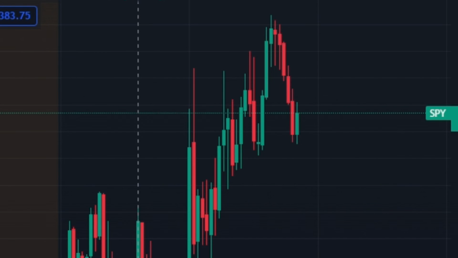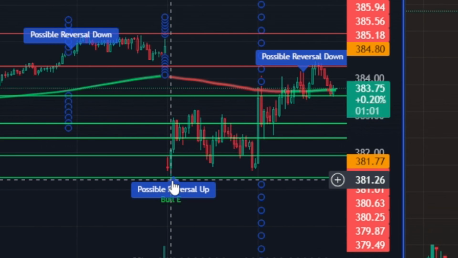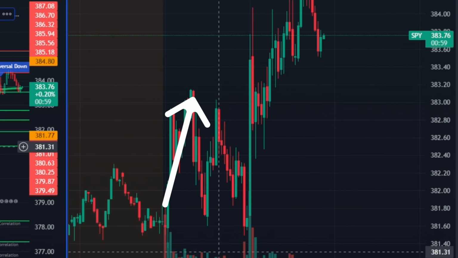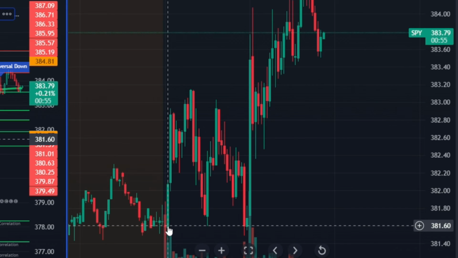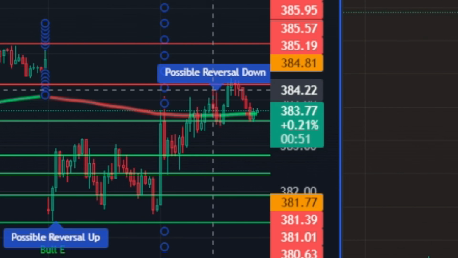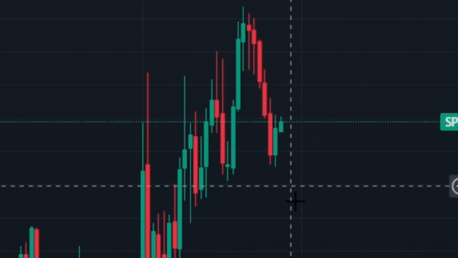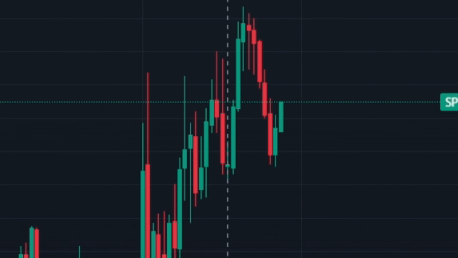Just to give you some examples, Chart Prime right here literally predicted the reversal up that we were going to get right here at the opening bell. It said, hey, we're probably going to get a reversal up, and then boom, we get this nice follow through bounce, possible reversal down right here, and then we get this nice follow through drop. And so again, just in terms of identifying momentum, it can just be really, really powerful.